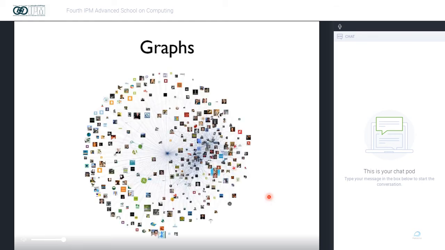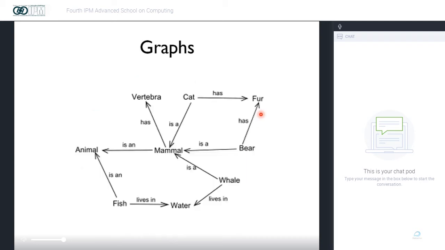Graphs are ubiquitous data structures. They are often the preferred choice for representing various types of data, including social networks, for instance, a toy social network here, with people being connected to each other by friendships probably, or word co-occurrences or semantic networks. For instance, here you have some ontological relationships between different words, like fish lives in water, whale is a mammal, mammal is an animal, bear has fur, cat has fur, etc.